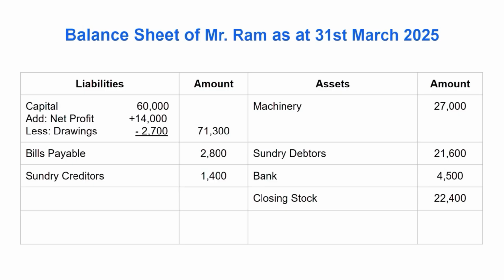Now let's close the account. 71,300 plus 2,800 plus 1,400, 75,500 on both the sides. Now our balance sheet is tallied, which means all the entries are correctly posted and the accounting equation is satisfied. All the direct incomes and expenses are recorded in trading account, and all the indirect incomes and expenses are recorded in profit and loss account. That net profit has been added to capital in the balance sheet. And finally, assets equal liabilities. So our books are balanced.